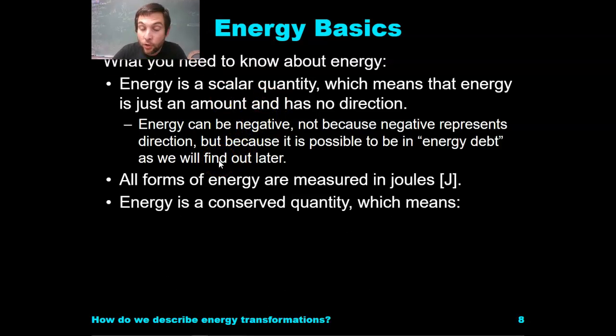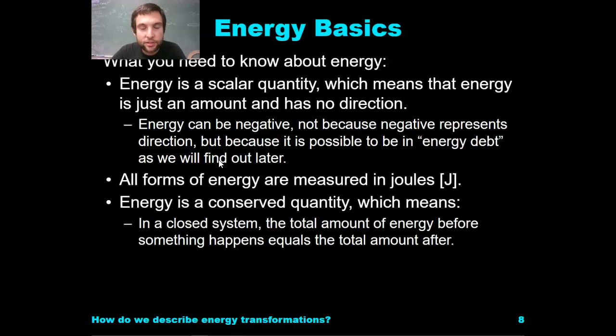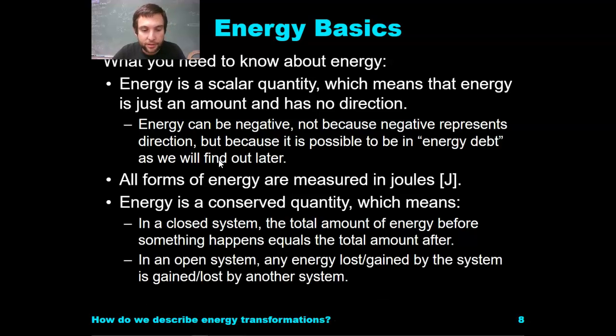Energy is a conserved quantity, which means in a closed system, the total amount of energy before something happens equals the total amount of energy after something happens. In an open system, any energy lost or gained by the system is gained or lost by another system. Energy has to go somewhere. You've heard the phrase, energy can't be created or destroyed. That's what we're talking about here.